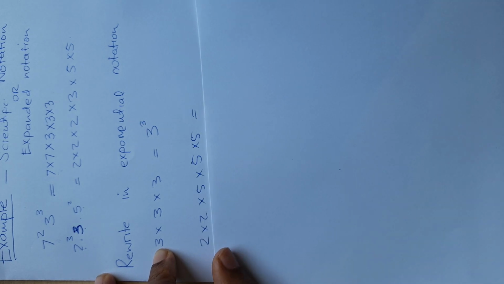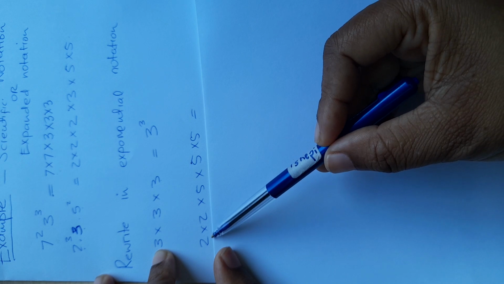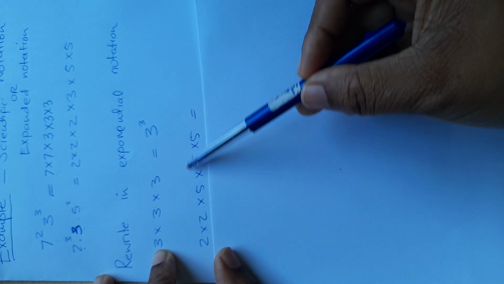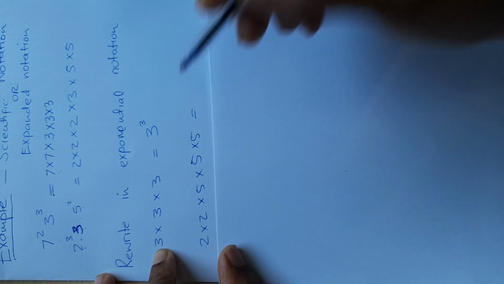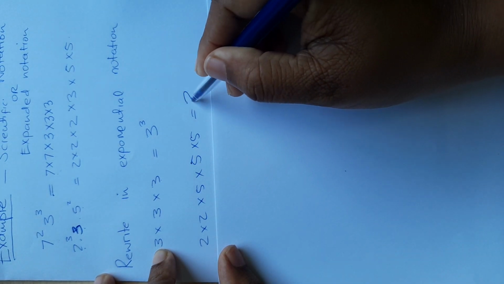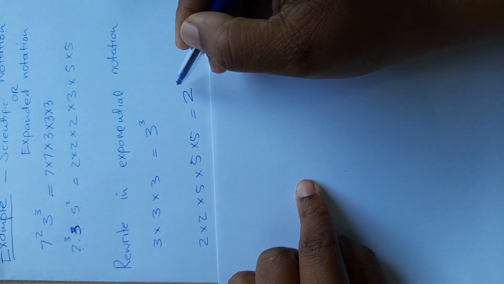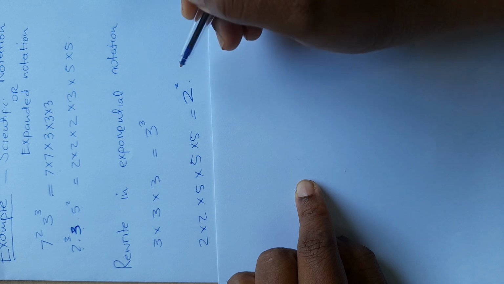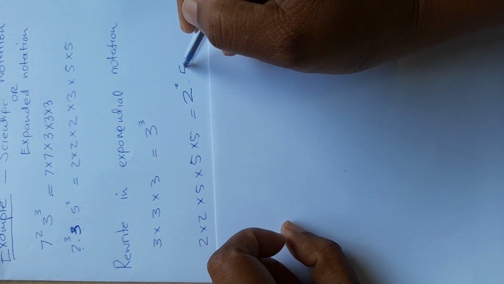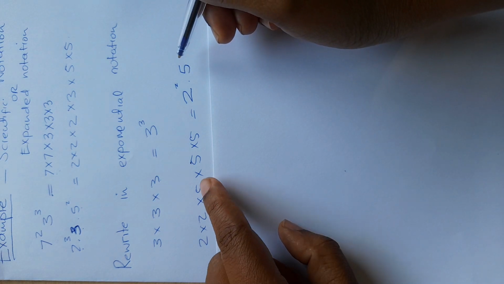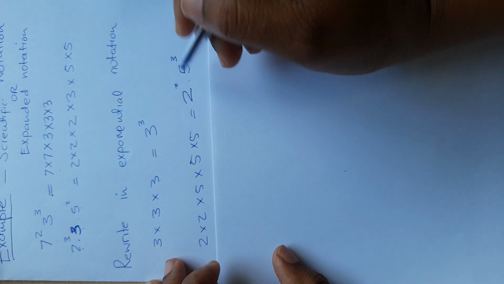Okay, I have the second one now. Now I have different bases. I have 2 bases. The first one is 2. The second one is 5. So I'm going to look at my first base. That is 2 first. And 2 is multiplied how many times? 1, 2. 2. And I put a dot, or you don't have to put anything. And I have the second base, which is 5. 5 is multiplied how many times? 1, 2, 3. So this is my exponential form.